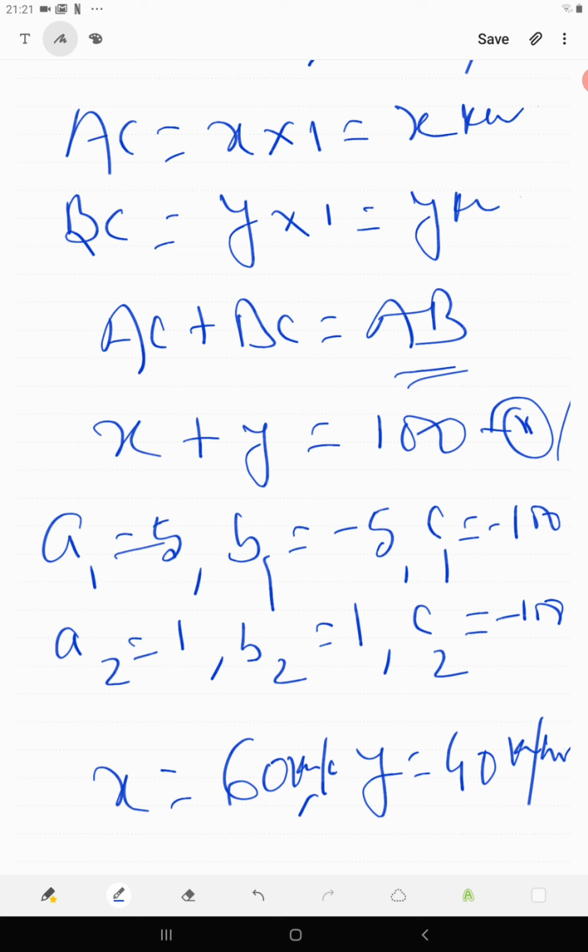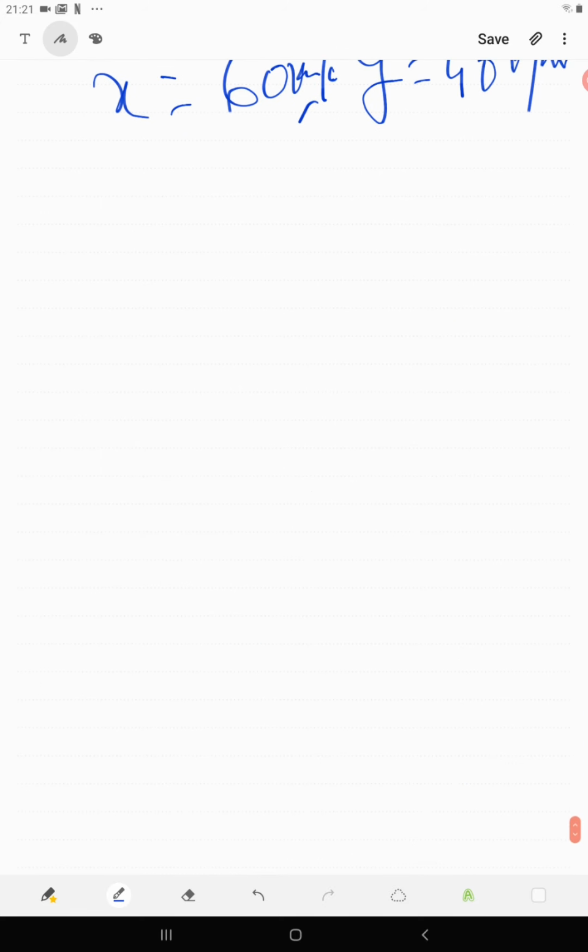Okay, now the fifth problem. So what is the fifth problem? The area of a rectangle gets reduced by 9 square units if its length is reduced by 5 units and breadth is increased by 3 units. If you increase the length by 3 units and the breadth by 2 units, the area increases by 67 units. Find the dimensions of the rectangle.